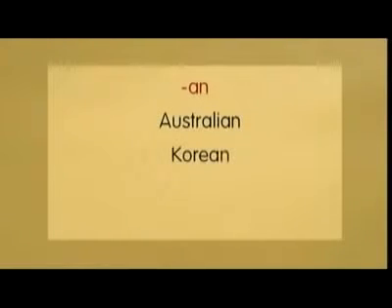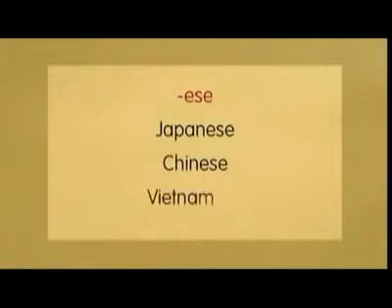We have the AN group. Australia, Australian. Korea, Korean. Malaysia, Malaysian. Fiji, Fijian. We have the ESE group. Japan, Japanese. China, Chinese. Vietnam, Vietnamese.